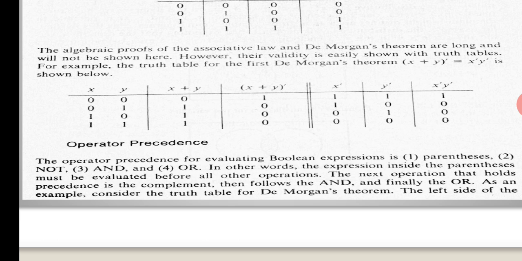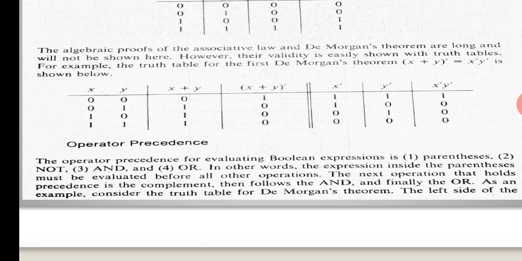Now there are some concepts of operator precedence here. The operator precedence for evaluating a boolean expression is as follows. First, the parenthesis: whatever you put inside the parenthesis will be solved first. You have to remember this. The second one is the NOT operation, the inverse law, which should be solved next, then AND, and then OR.